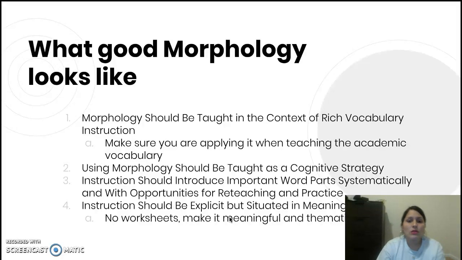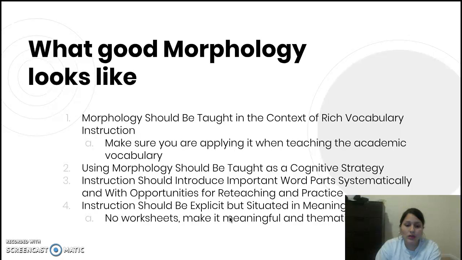Okay, so what good morphology looks like. These are four basic principles that we should try to implement into our teaching. The first principle is that morphology should be taught in the context of rich vocabulary instruction. So applying it when you're teaching your academic vocabulary is definitely a great place where you can really emphasize morphology.